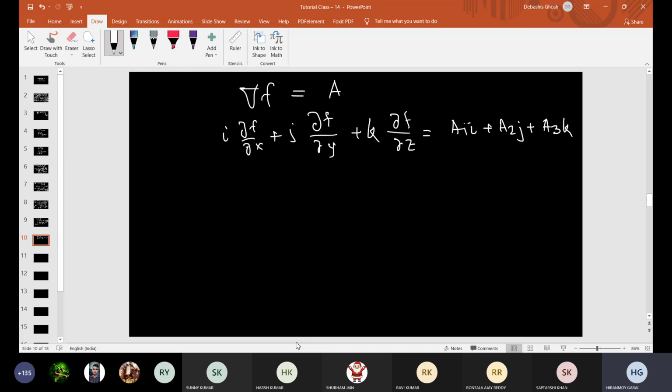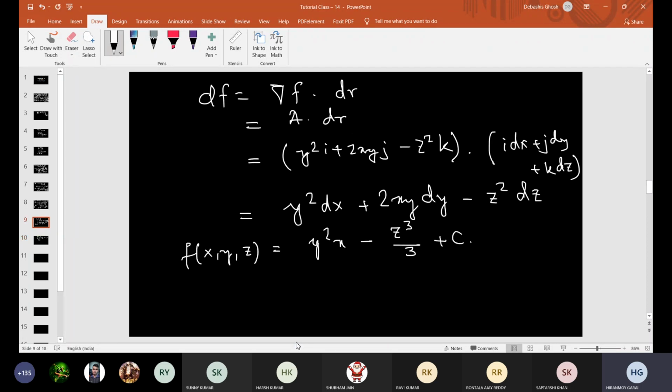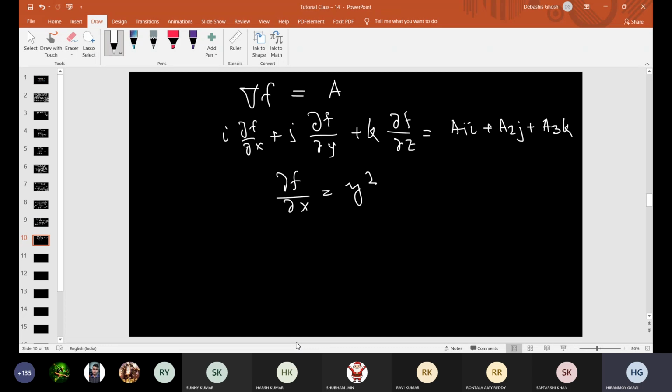Suppose del f del x comes to be y square. Now on integration with respect to x only, we get f of x y z equal to y square x plus the integration constant. We have considered here that y and z are constants, so the integration constant is not exactly a constant; it comes in the form of y and z.